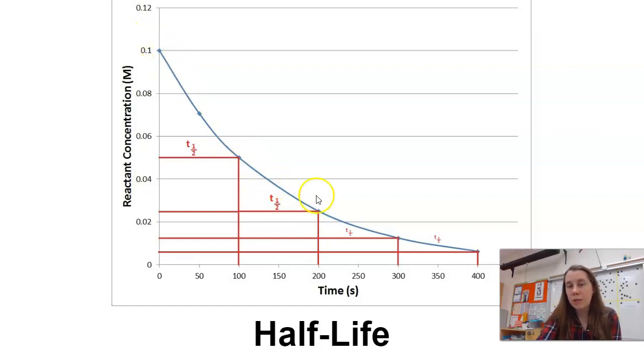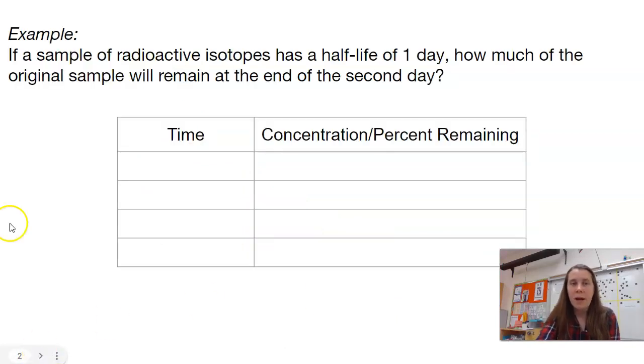So you could use a plot of data that plots concentration versus time to figure out the half-life, just visually inspecting. Or sometimes a problem will give you the half-life. So we're going to do an example like that. All right, so the example that I put in your note packet is: if a sample of radioactive isotopes has a half-life of 1 day, how much of the original sample will remain at the end of the second day?